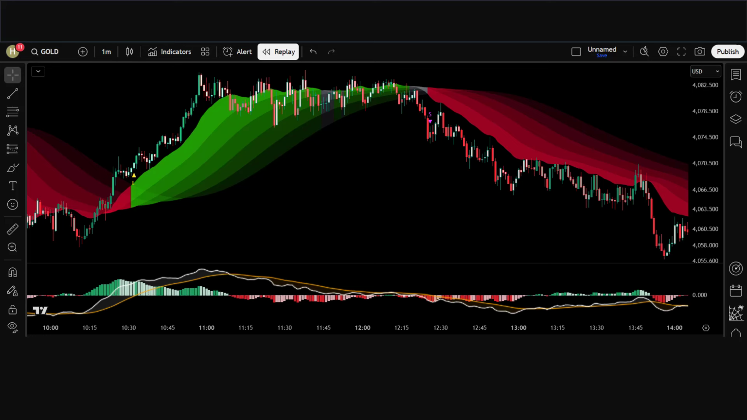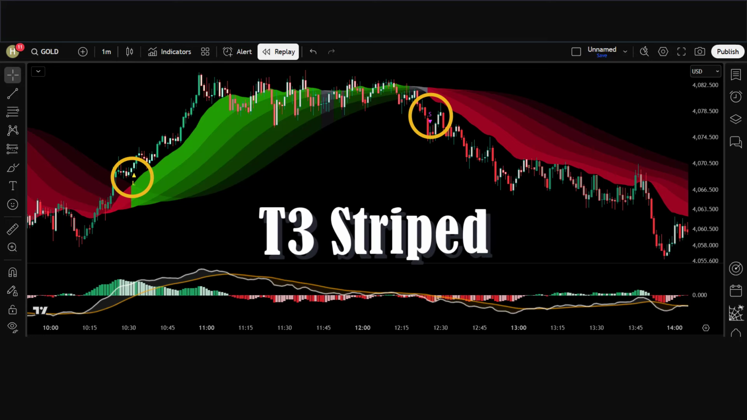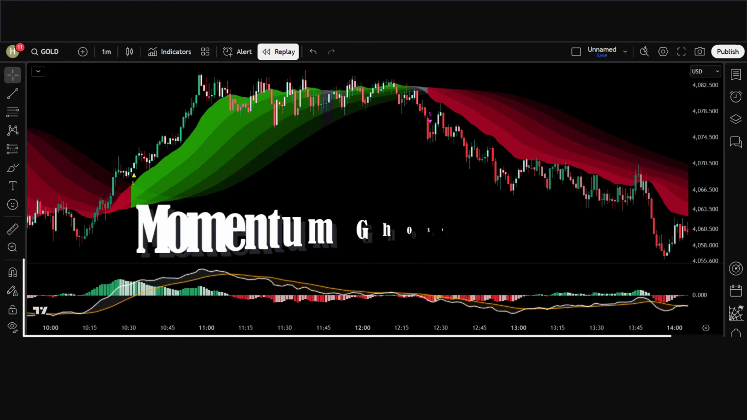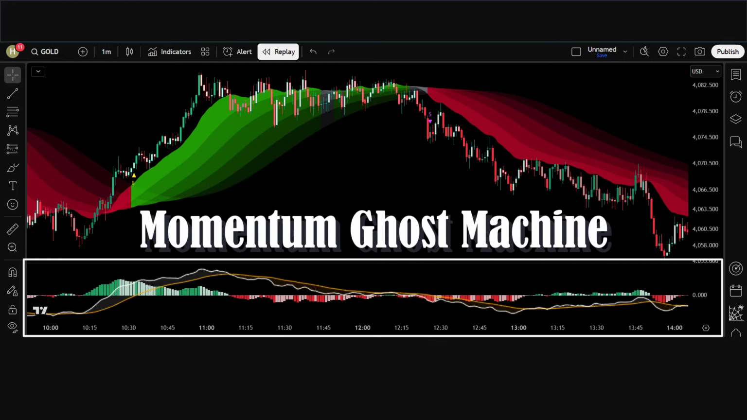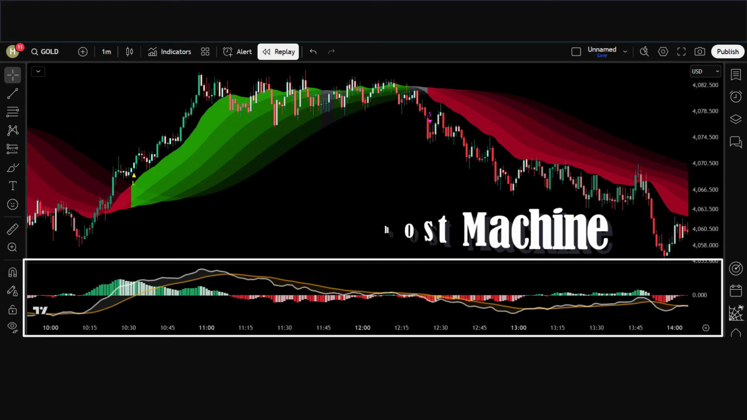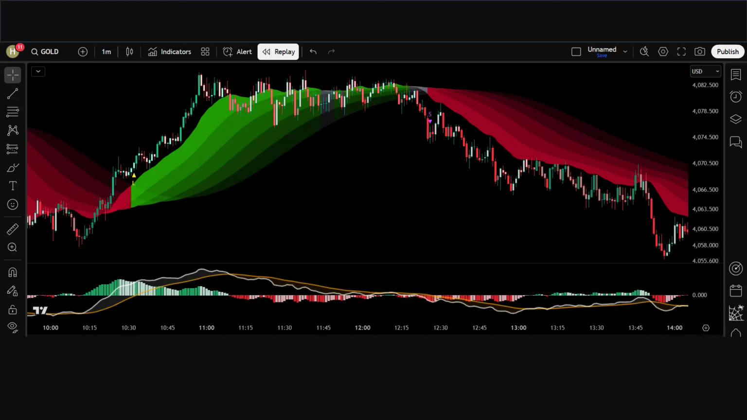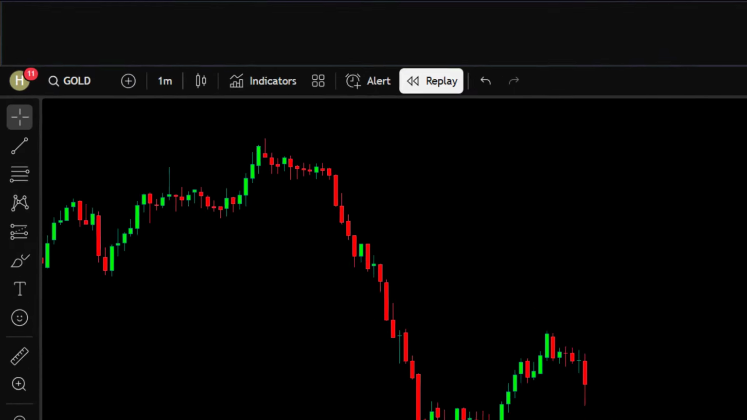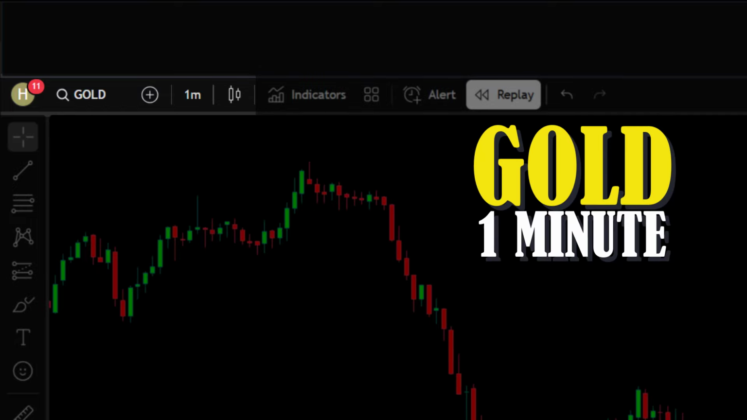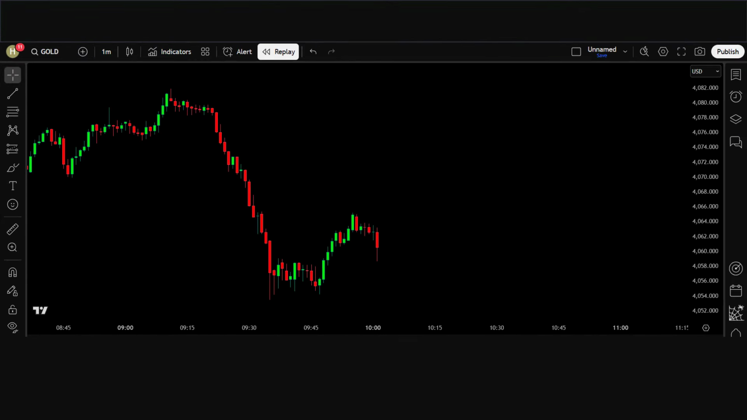Let's get started. The long-short signal indicator that we see in the chart is called the T3 striped. And the bottom indicator that we can see in the chart is called Momentum Ghost Machine. Now, let us tell you how we want to trade. We have opened the gold 1-minute chart. First of all, we will click on the indicator tab.